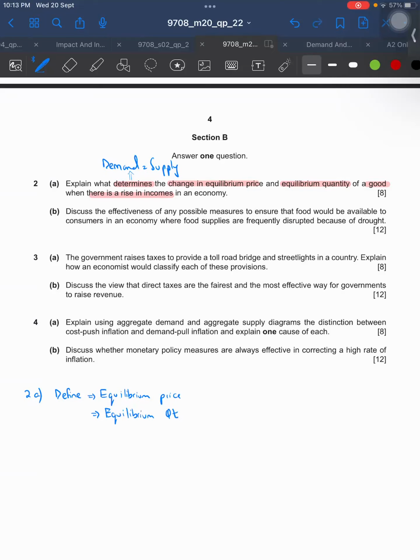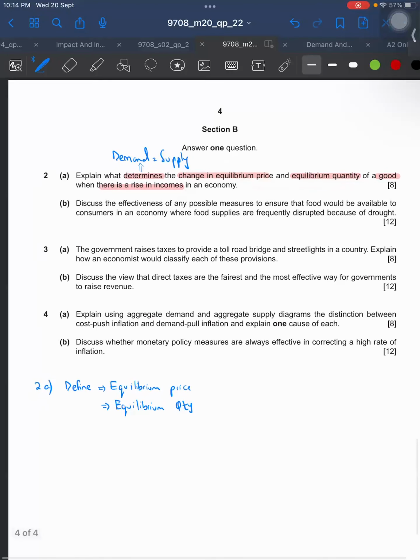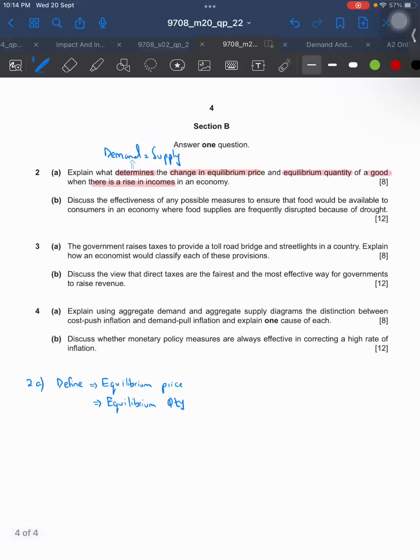Equilibrium price definition: the price that is determined through the forces of demand and supply, also known as the market price. Equilibrium quantity is the quantity determined through the forces of demand and supply, the amount consumers and producers are willing and able to buy and sell, which is also known as the market quantity. As soon as you're done with the definition of these two terms, you'll get the marks for introduction.